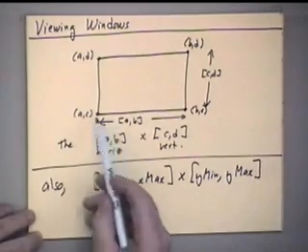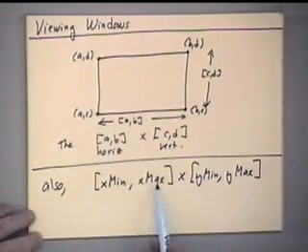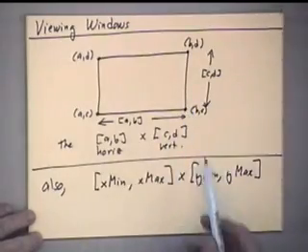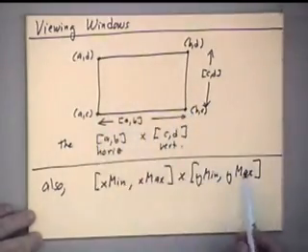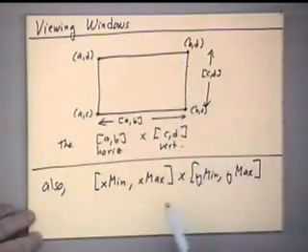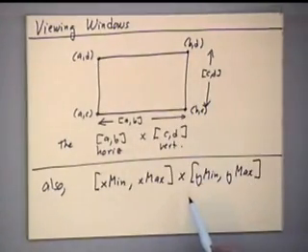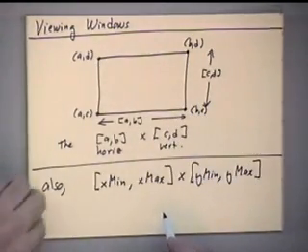So this is the X minimum, which is this point here. This is the X maximum, this point. Y minimum, this height. And Y maximum, this height. So these seem to be very natural choices and are used fairly commonly.